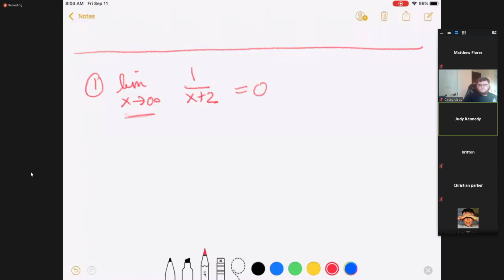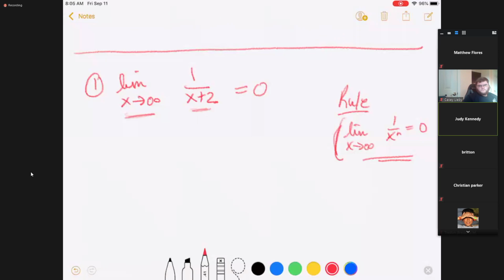Okay, and in fact, the limit as x goes to infinity of 1 over x plus 2 is equal to 0. I think I mentioned that when I was talking about these before. And well, okay, we have a little bit more complicated situation there. It's x plus 2, but it's the same idea.